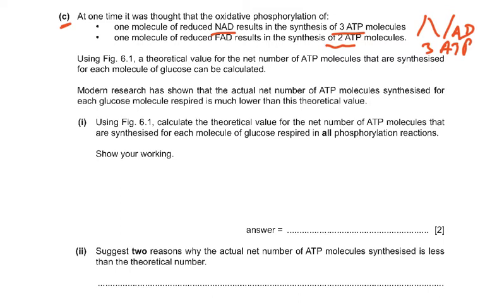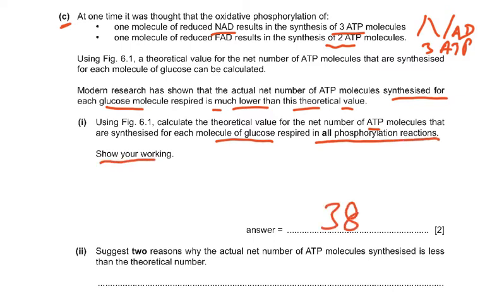Using figure 6.1, a theoretical value for the net number of ATP molecules that are synthesized for each molecule of glucose can be calculated. Modern research has shown that the actual net number of ATP molecules synthesized for each glucose respired is much lower than the theoretical value. So using figure 6.1, calculate the theoretical value for the net number of ATP that are synthesized for each molecule of glucose respired in all phosphorylation reactions. Show your working. Now that's 38 ATP molecules, but how did we do the calculation? I want you to look at that.